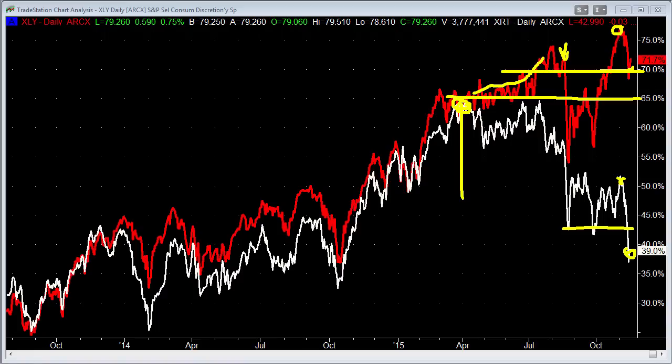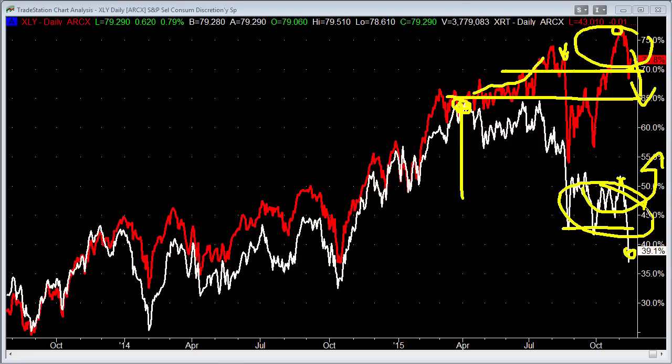Now, the bears will say that XRT is a warning sign that the market really can't continue to go higher. The bulls will say, well, the XLY represents the consumer too, and the consumer's doing okay. They're just spending their money in different ways. Ultimately, to be bullish, what we really want to see is XRT come back and start to go in the same direction as XLY. To be really bearish, the opposite would be true. XLY should start to really accelerate to the downside.